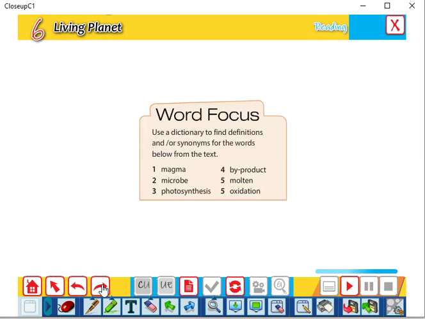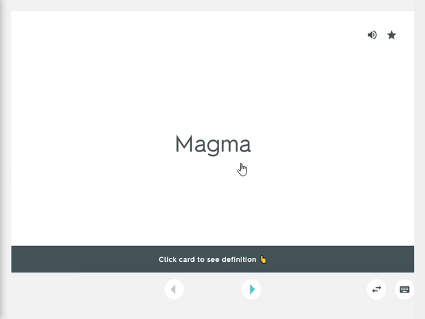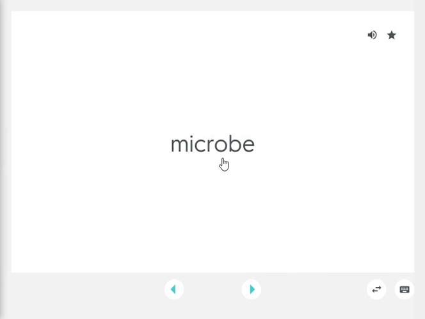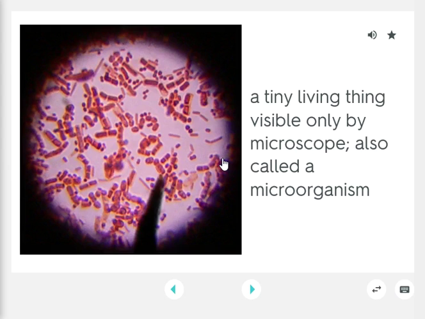Before reading the text in detail, go through the text and look at the words in red. Reread the sentences they are found in and try to guess what each word means. Magma. Magma means the hot liquid that forms when rock partially or completely melts. Microbe. Microbe is a tiny living thing visible only by microscope, also called a microorganism.